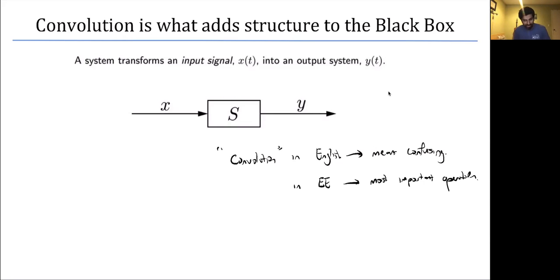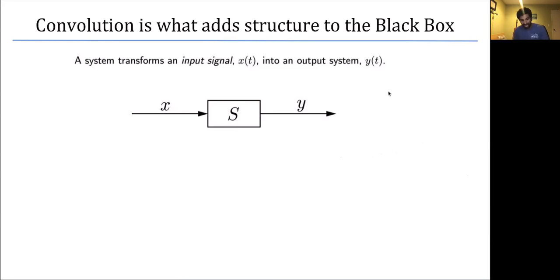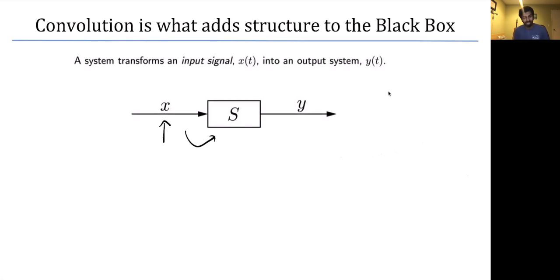As we discussed in the last lecture, the reason convolution is really important is because it adds structure to the black box. In particular, remember that this black box system has some signal X that goes into a system S and then gives you an output Y. This is the most basic description of any type of machine in the world. Any type of machine will take an input, mathematical signal, crunch the data, and then give you an output.